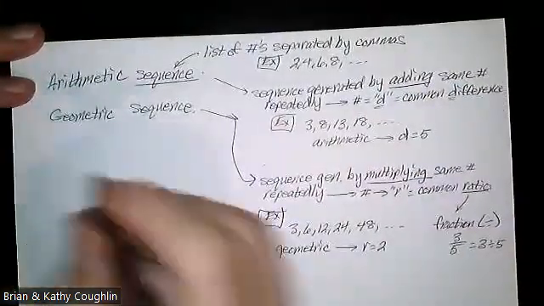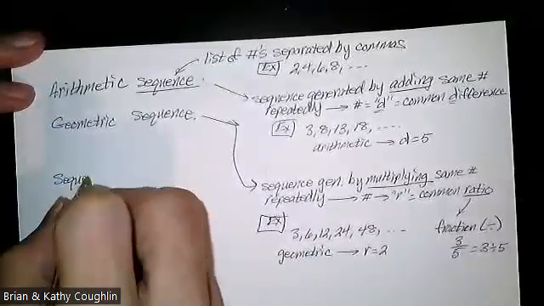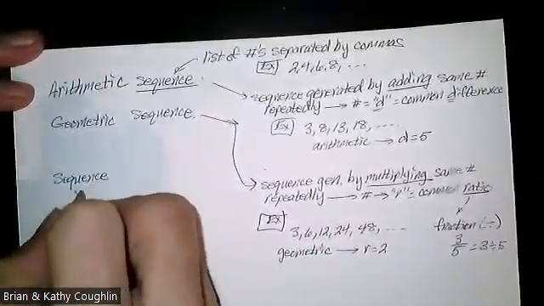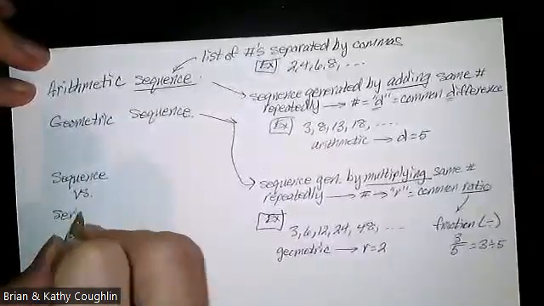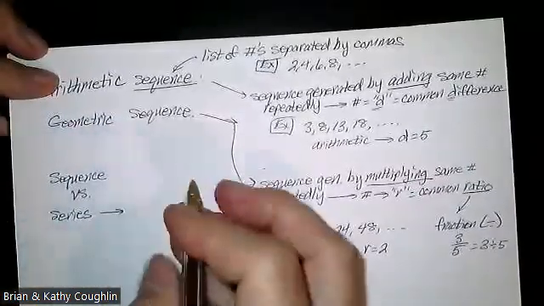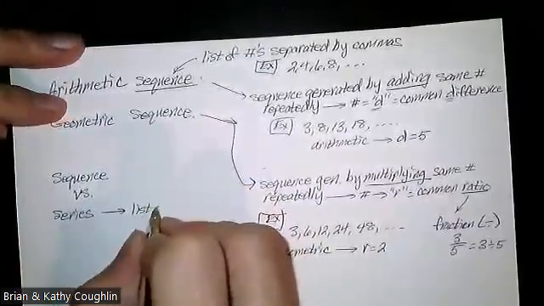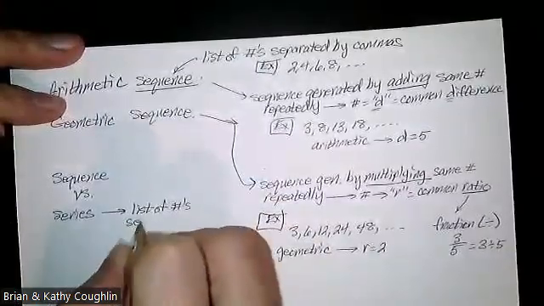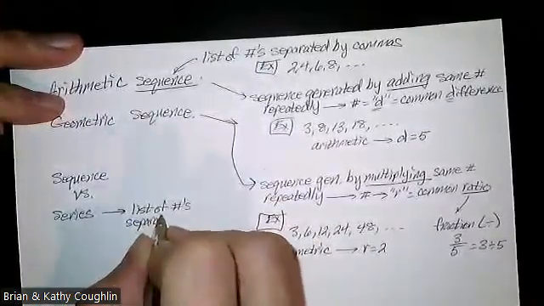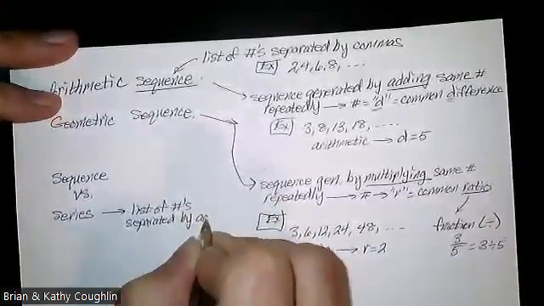Now, there's a sequence, which we've already covered, versus a series. A series is a list of numbers that is separated by addition signs.